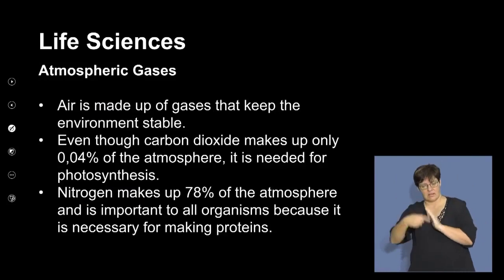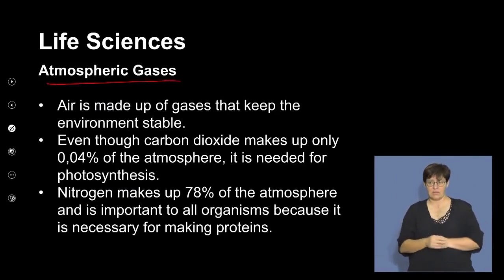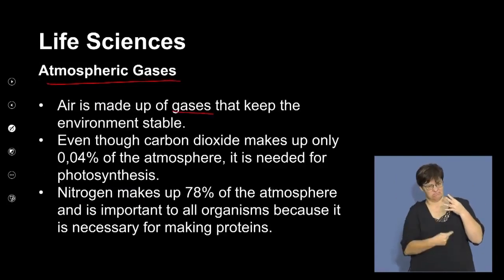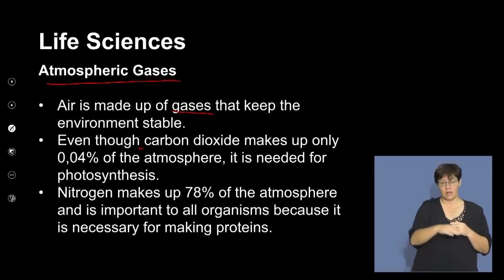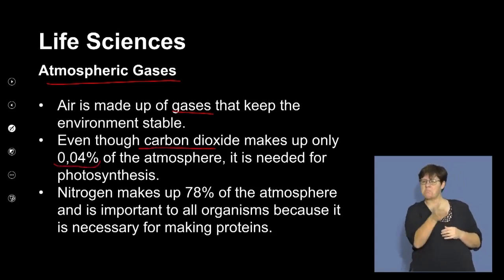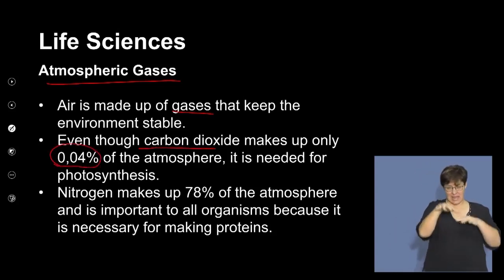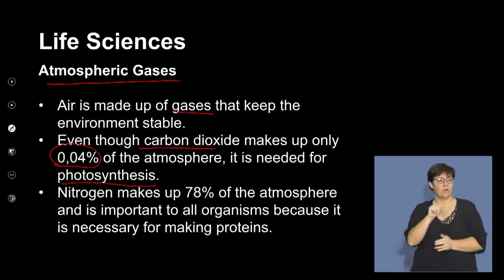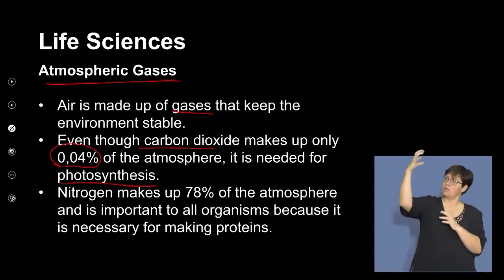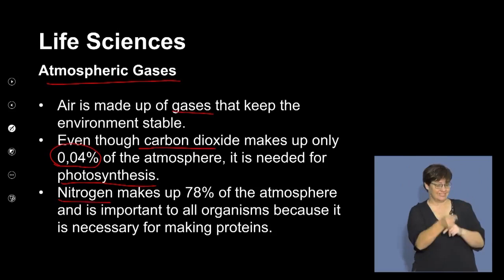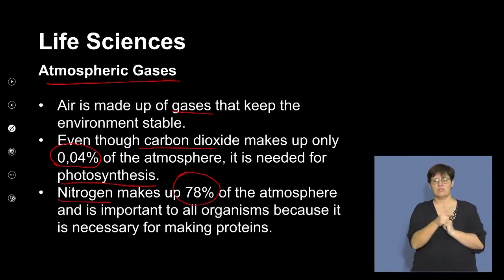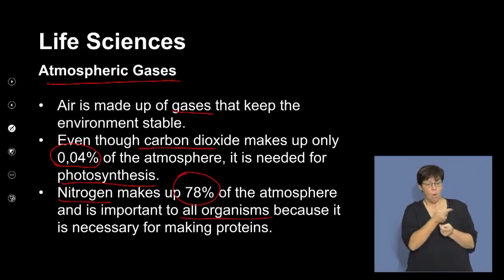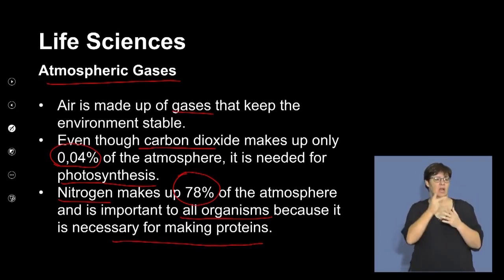It's important that we look at the atmospheric gases, and we know that the atmosphere is made up of a whole host of different gases. And we know that even though carbon dioxide makes up only 0.4% of the atmosphere, it is an important gas needed for photosynthesis. On the other hand, nitrogen is a large component of the atmosphere, 78%, and it is important for all organisms because it is necessary for making important biological compounds such as proteins and nucleic acids.